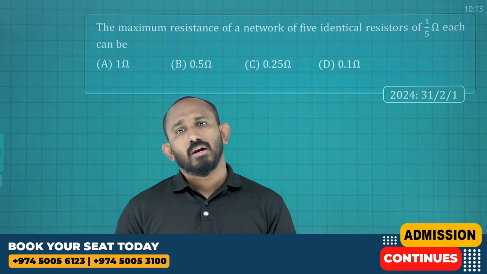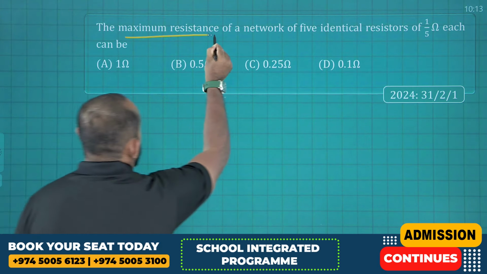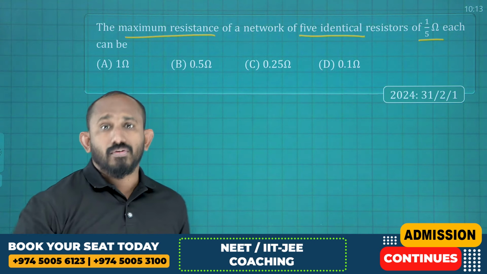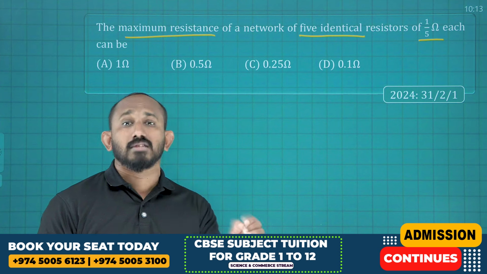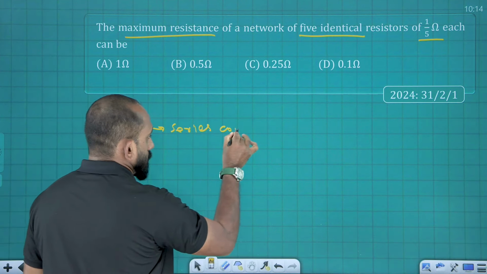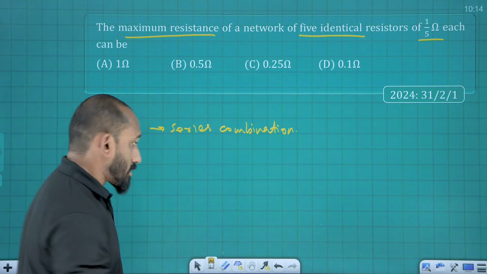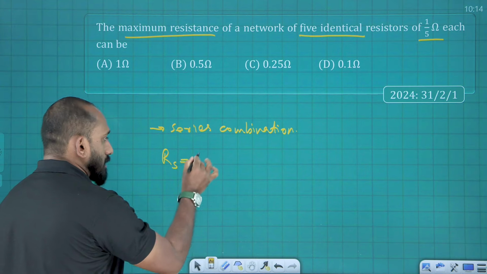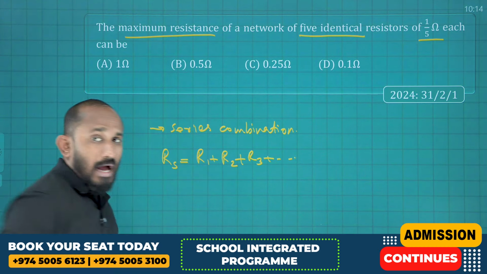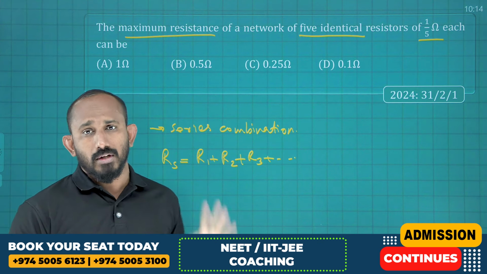So to get the maximum value, of course, it should be connected in series combination. So for the maximum resistance, there are 5 resistors, each 1.5 ohm, and all of them should be in series combination. In series combination, we know resistance in series Rs is equal to R1 plus R2 plus R3 and so on. You have to add all together. We have 1.5 ohm, how many are there? 5 are there, so you have to add all together.